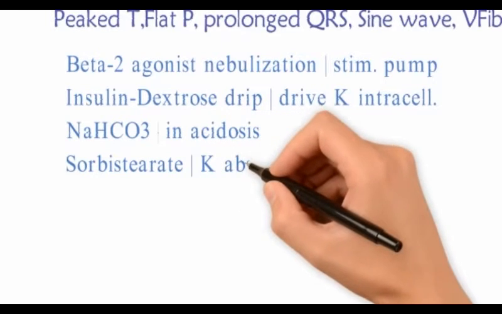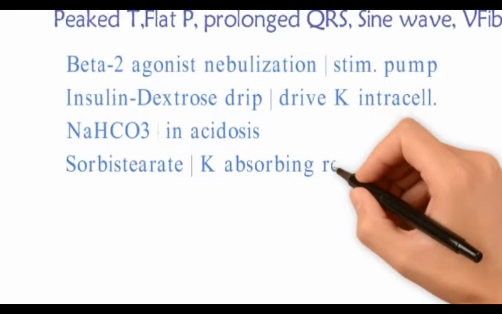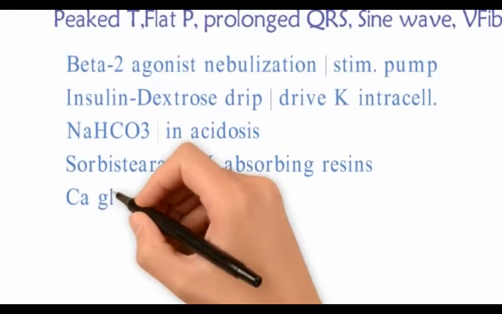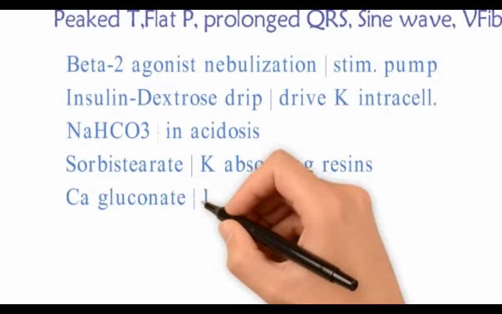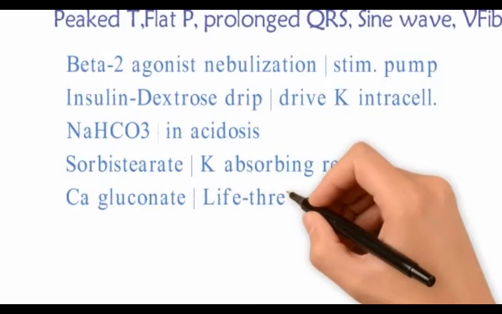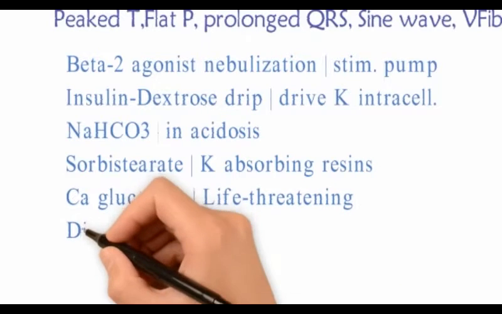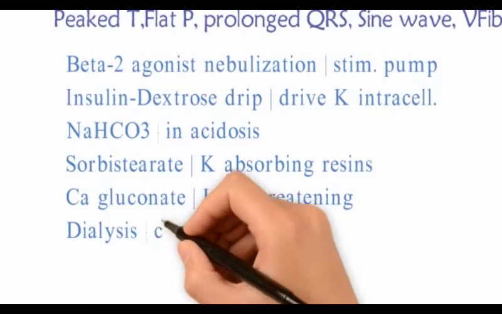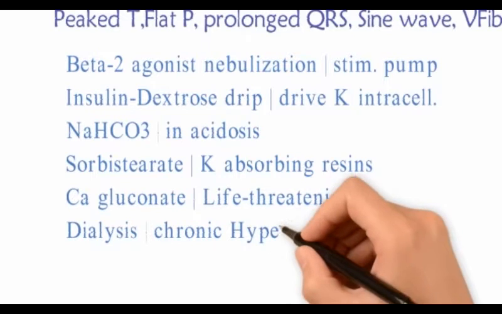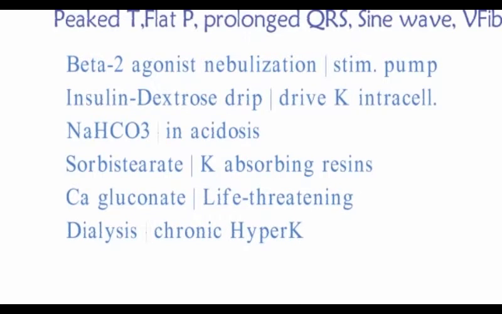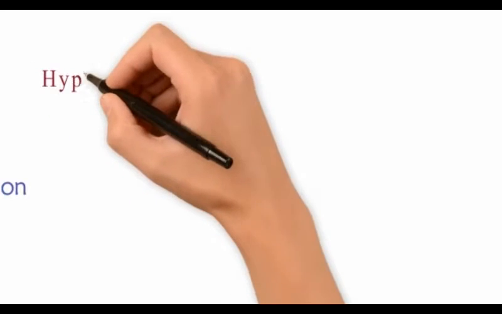In moderate hyperkalemia, potassium binding resins given by the oral or rectal route may be helpful. In life-threatening hyperkalemia, calcium gluconate is used to increase the force of cardiac contraction. In chronic hyperkalemia, hemodialysis is an excellent option.